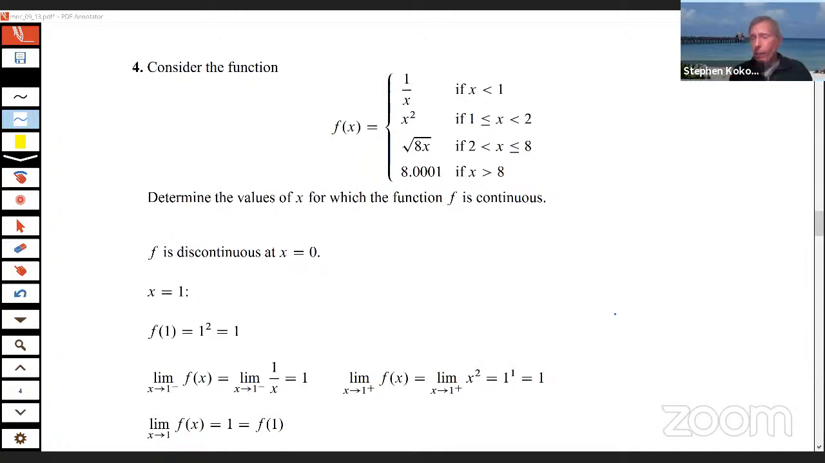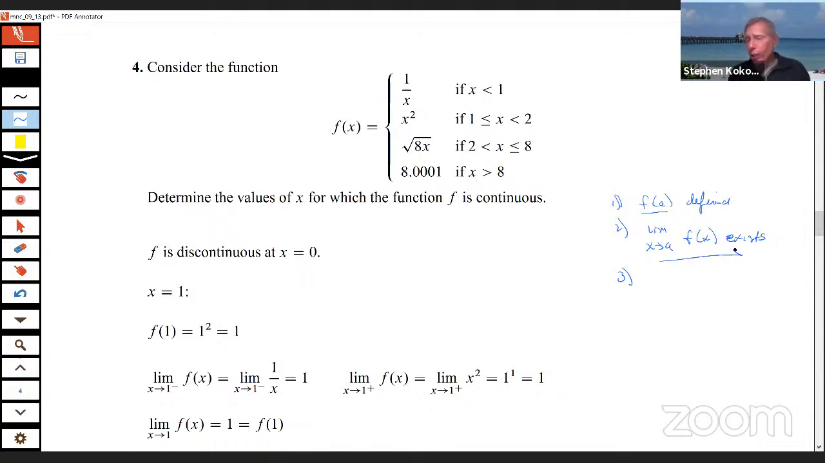Not everyone does this the same way, but when I think about a function being continuous at a specific value, let's say x equals a, I want to check 3 things. The first thing I want to know is: is f of a defined? I want to know if the limit as x approaches a of f of x exists. And finally, I want to know if these 2 values are the same: is the limit as x goes to a of f of x equal to f of a? If those 3 things are true, then indeed the function is continuous at that value a.